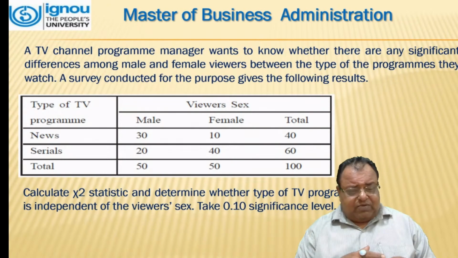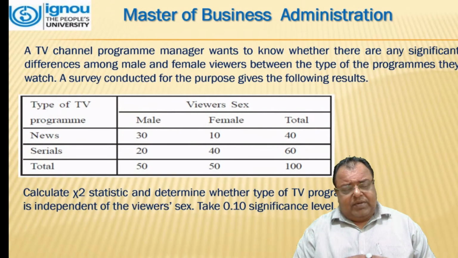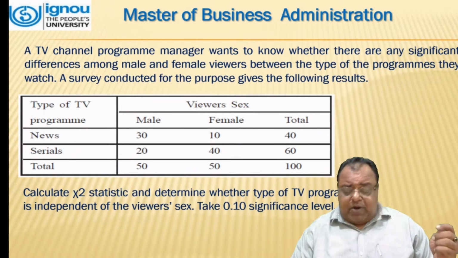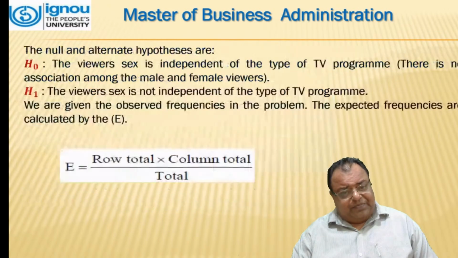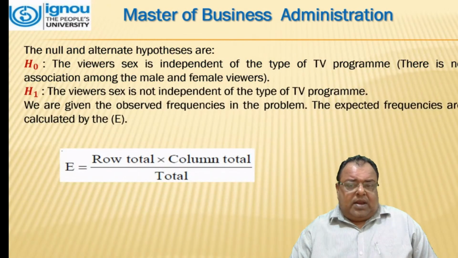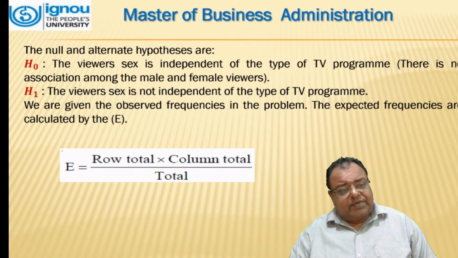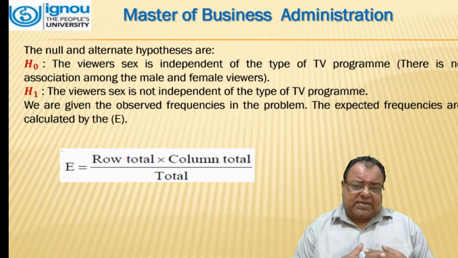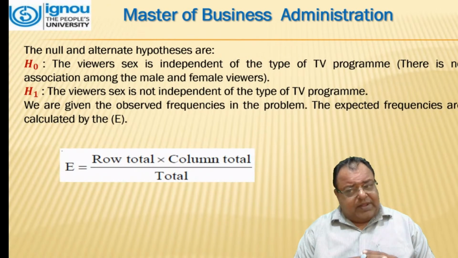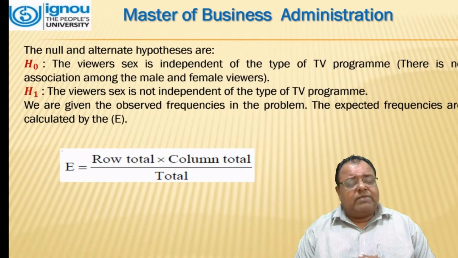We will calculate the chi-square statistic and determine whether type of program is independent of viewer's sex. We take 0.10 significance level. The first step is to define the hypothesis. H naught is the null hypothesis: the viewer's sex is independent of the type of the program. That means there is no association among the male and female viewers. H1 will be: the viewer's sex is not independent of the type of TV program.